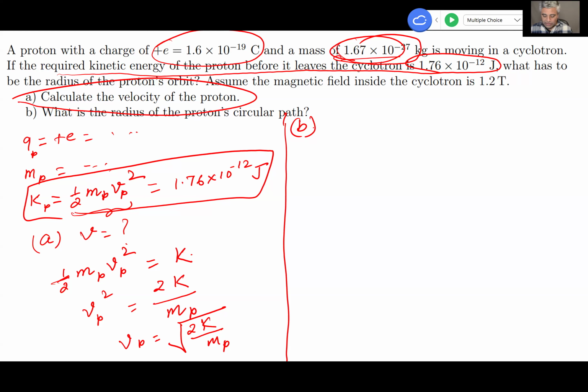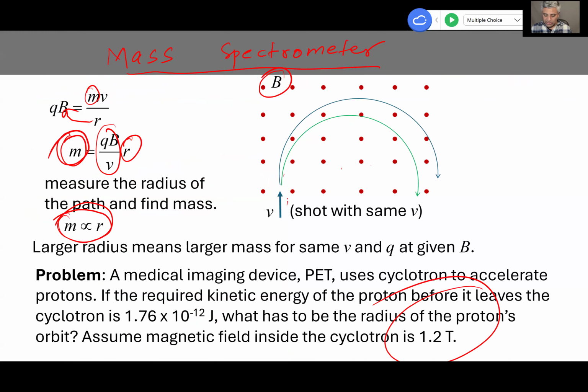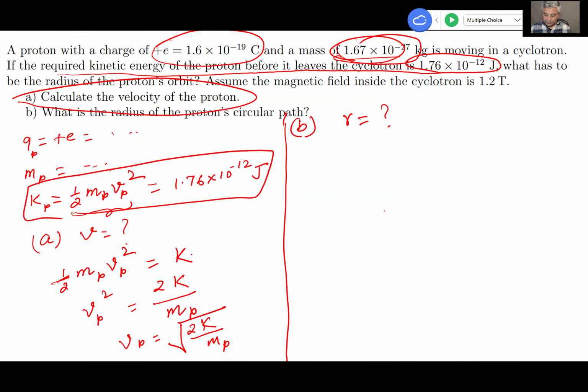B, what is the radius of the proton's circular path? So that means R is what? Just like in the previous slide, it was shot with a certain velocity. So if you know V, then you should be able to calculate the radius. And by the way, B is given here as 1.2 Tesla. That's a strong magnetic field actually. I don't remember that formula. It may be in the formula sheet, but I don't remember.